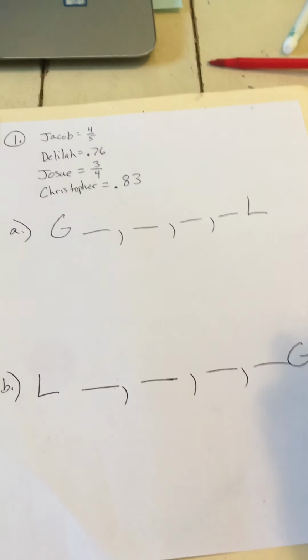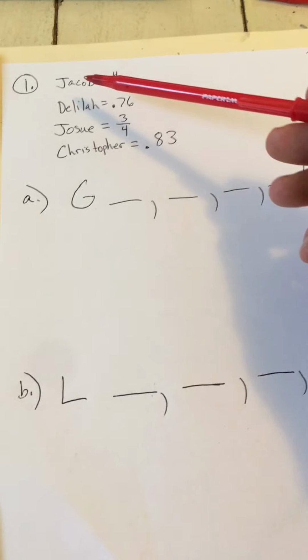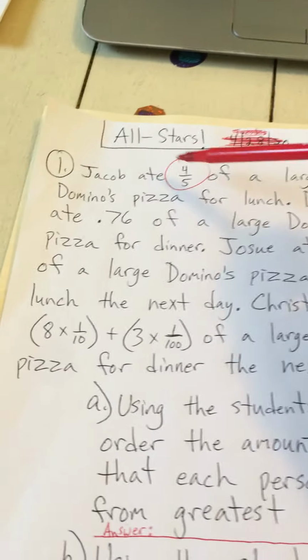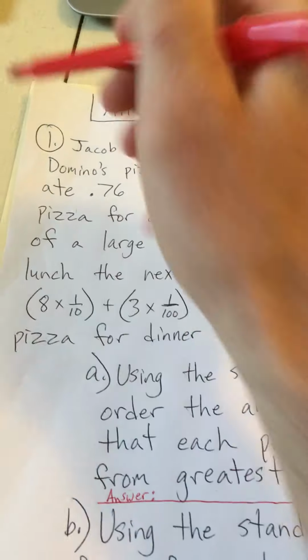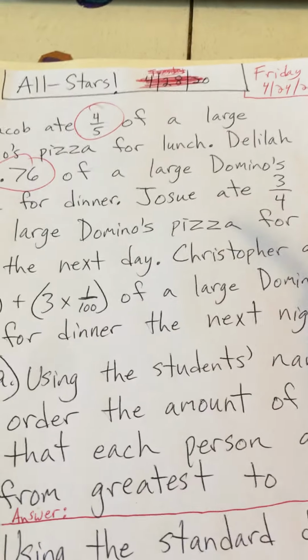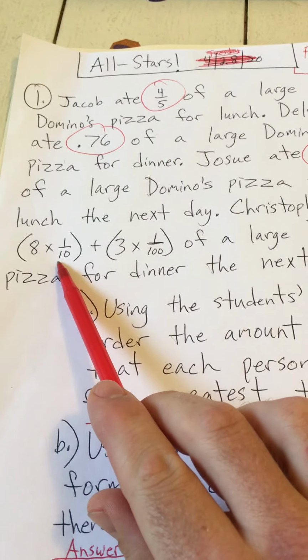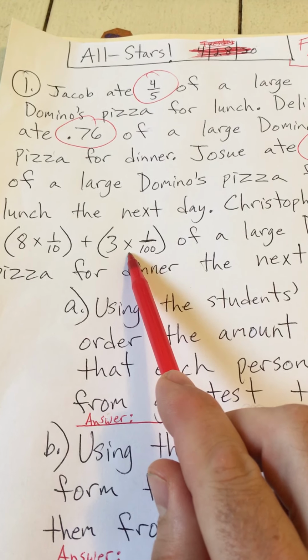So over here, I got my workspace. I already started organizing this. I got my 4 people, Jacob, Delilah, Josue, and Christopher. Jacob ate 4/5. Delilah ate 76 hundredths. Josue ate 3/4. And Christopher ate 8/10 plus 3/100.